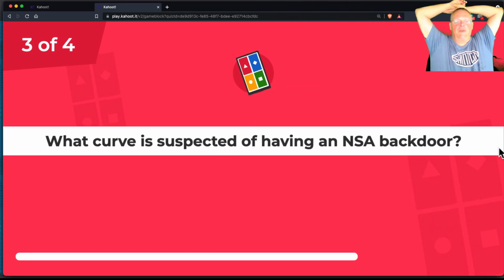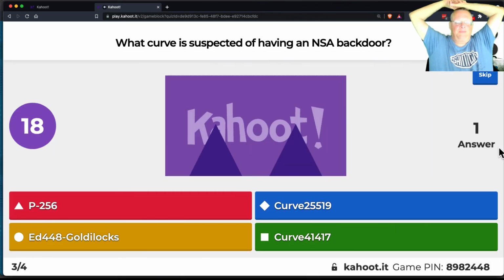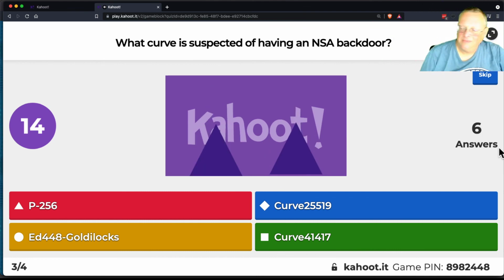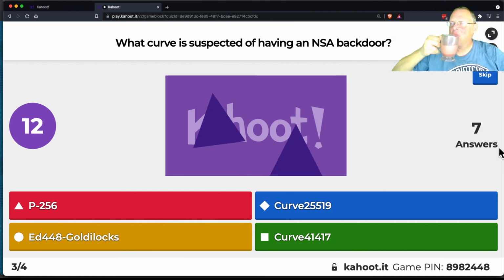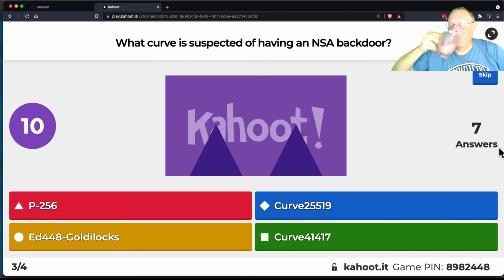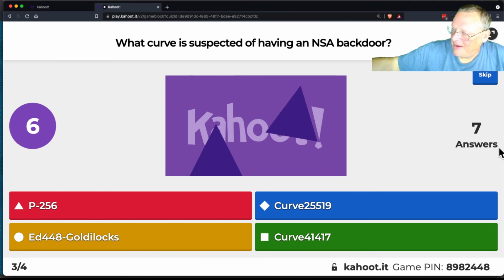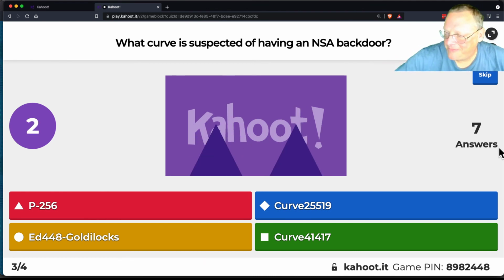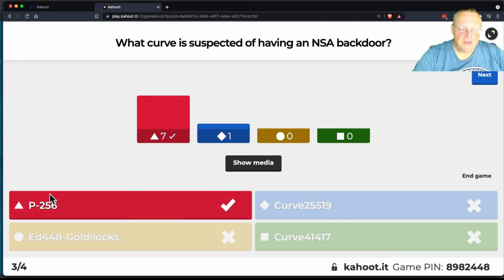Which curve is suspected of having a backdoor? This is the NIST curve, P256. That's one of the 15 NIST curves. It's the most common one, and it's the one with that suspicious constant in it.